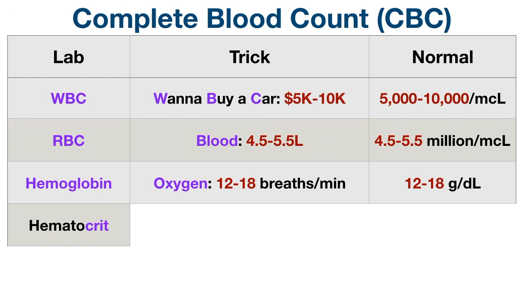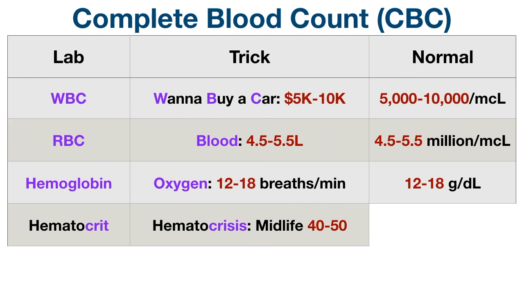Then we have hematocrit. When you think of hematocrit, think of hematocrisis and a midlife crisis, which typically occurs between 40 and 50 years old. This will help you remember a normal range of about 37 to 50%. The normal range for a female is about 37 to 47%, and the normal range for a male is about 42 to 50%. Finally, we have the platelet count.